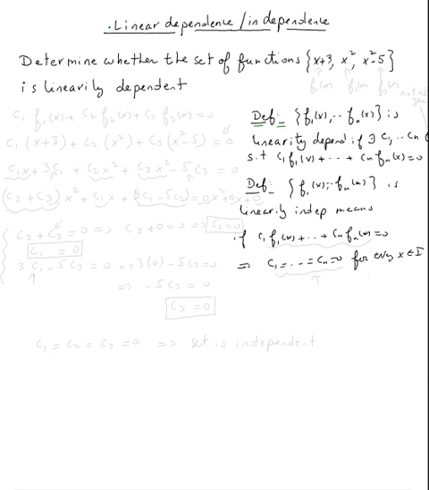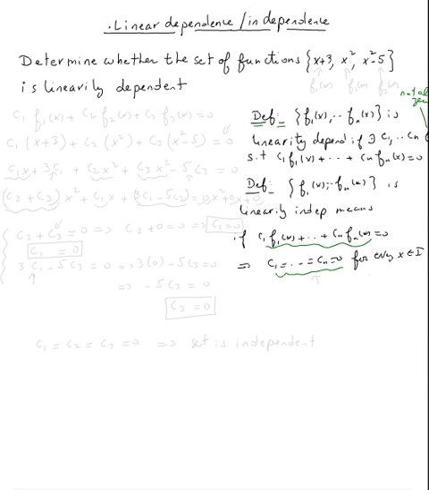f1 of x to fn of x is linearly dependent if there exists c1 all the way to cn, not all 0, such that c1 f1 of x plus all the way to cn fn of x is equal to 0. And independent means if the linear combination is 0, then all the constants, or the coefficients of the functions, have to be 0 for every x in I.